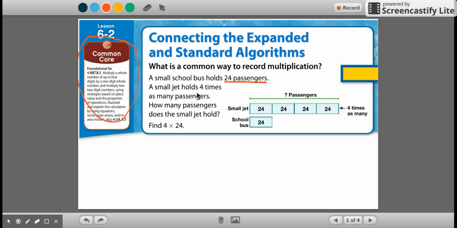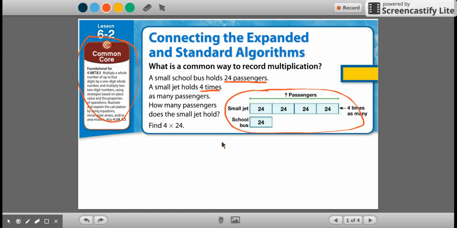24 passengers. A small jet holds 4 times that number. All right, and then the picture right here does a nice job illustrating what exactly that would look like. So you have the school bus, it holds 24 passengers. And then the small jet holds 4 times as many. So we could simply represent that by drawing 4 school buses. Or in this case, we just have a block with the number 24 in it to represent a school bus.